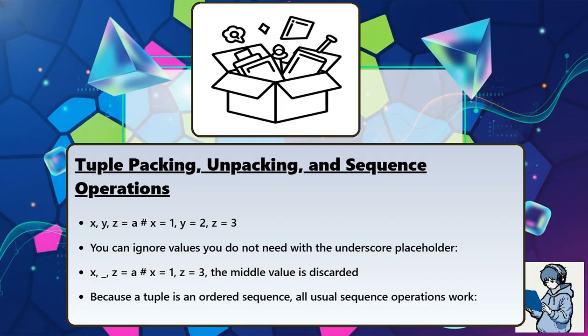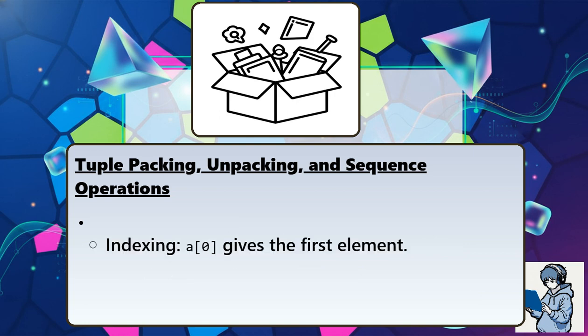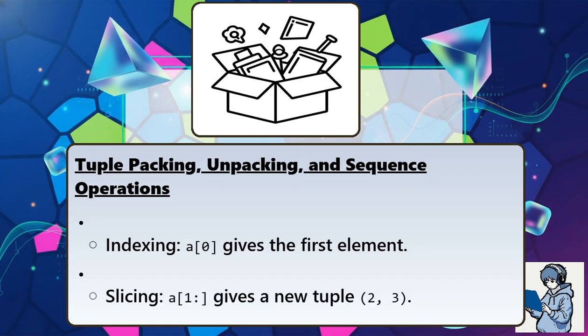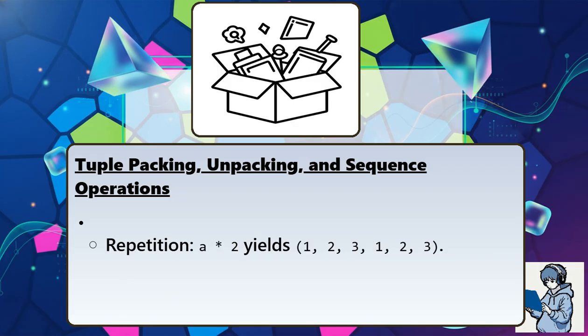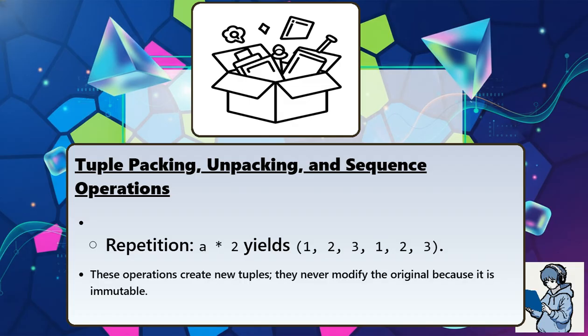Because a tuple is an ordered sequence, all usual sequence operations work. Indexing, a[0] gives the first element. Slicing, a[1:] gives a new tuple (2, 3). Concatenation, a + (4, 5) results in (1, 2, 3, 4, 5). Repetition, a * 2 yields (1, 2, 3, 1, 2, 3). These operations create new tuples. They never modify the original because it is immutable.